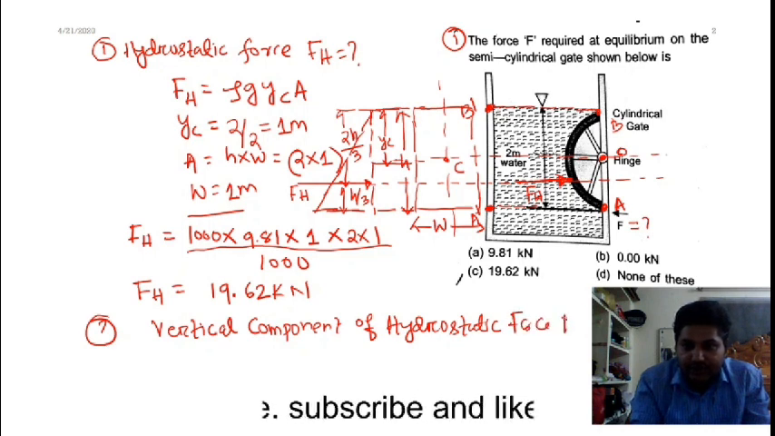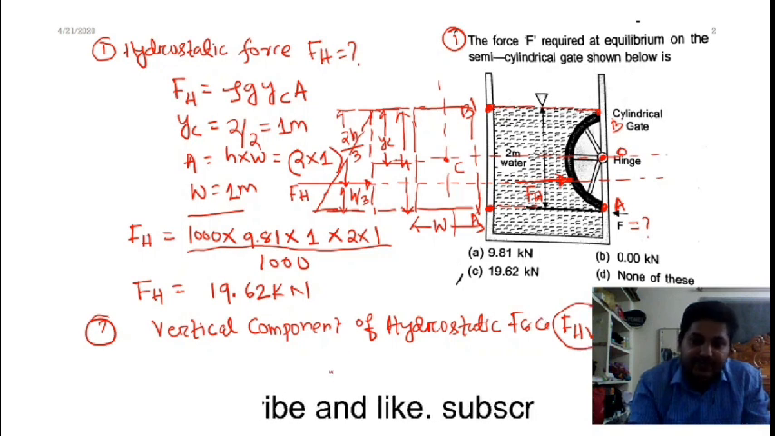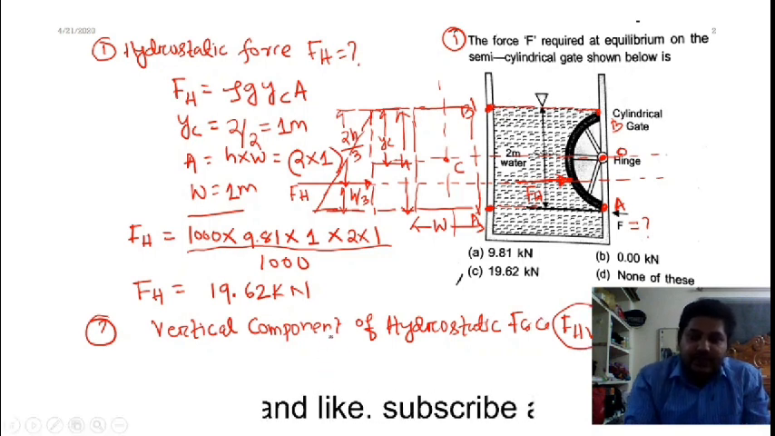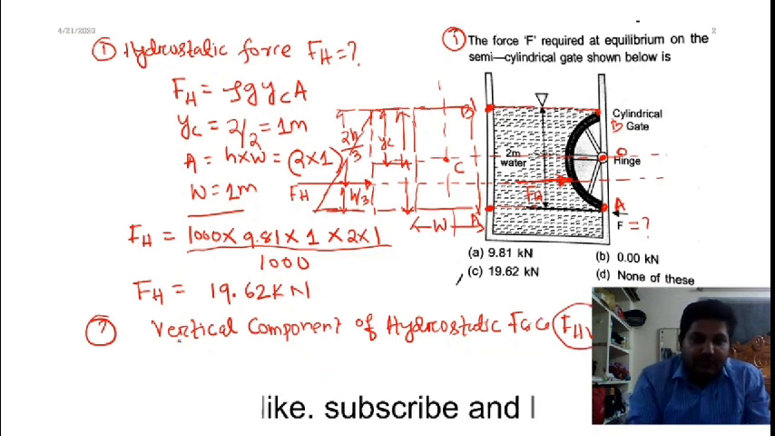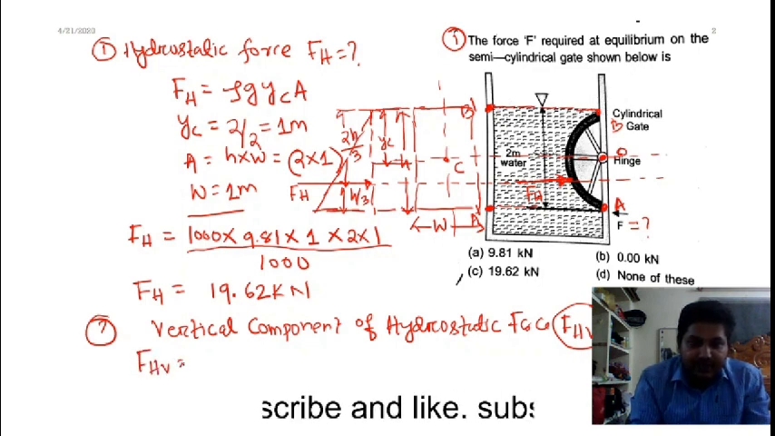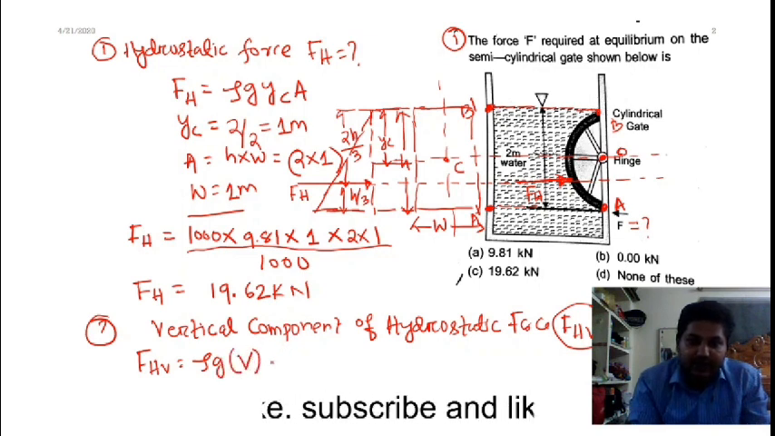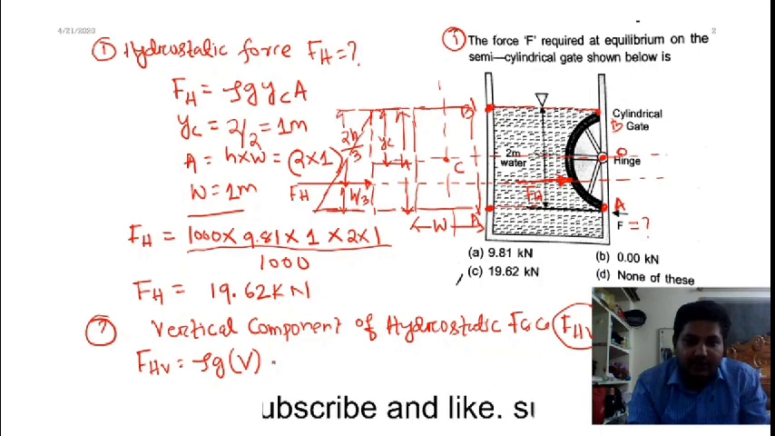So suppose this is F_H_B I am writing. Okay, this is F_H_B. Now if I want to find out the vertical component of the hydrostatic force, that is nothing but it will be equal to rho g into the volume of the curve inside the water, meaning the volume of the water inside the curved surface, how much volume has been submerged.